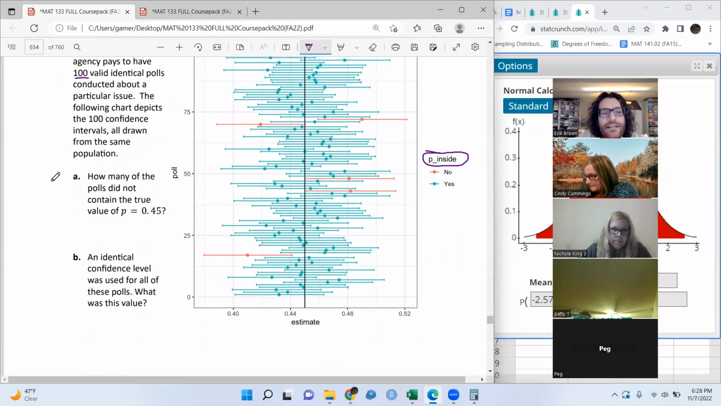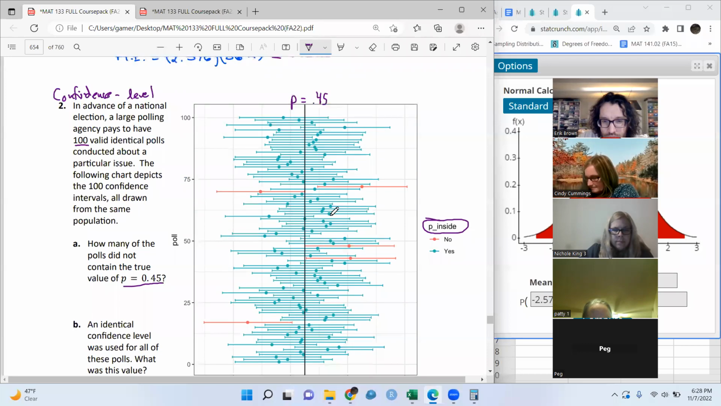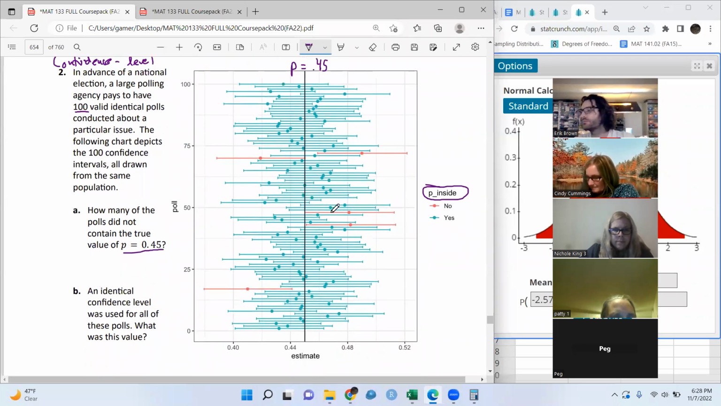So I'll give you 3 minutes to think about this. Your job is to figure out how many polls do not contain the P, and then what the confidence level would be based on for all of these polls. So let me just give you 3 minutes. Set a timer for 3 minutes so y'all can think and read and all that.